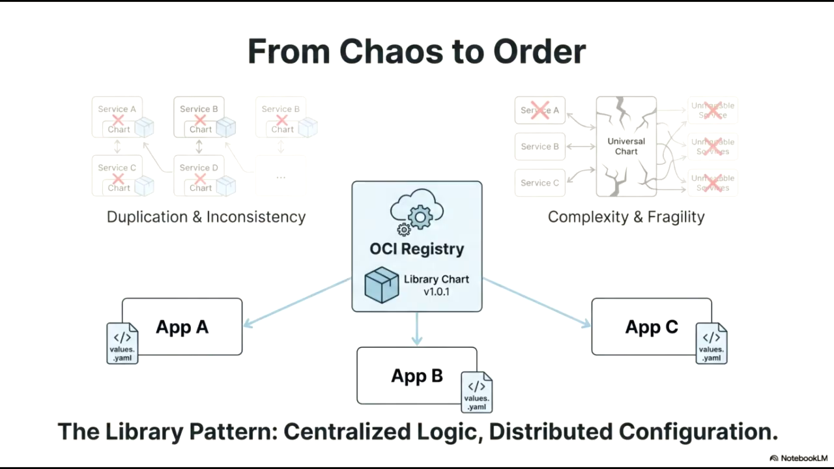The library pattern solves these issues by centralizing common logic into a versioned library chart stored in an OCI registry. This architecture allows app A, B, and C to leverage a single source of truth for their deployment logic while maintaining distributed configuration. Each application only needs to manage its specific parameters via a values.yaml file. This approach ensures consistency across services, simplifies updates through versioning, and provides the scalability needed for modern cloud-native environments.